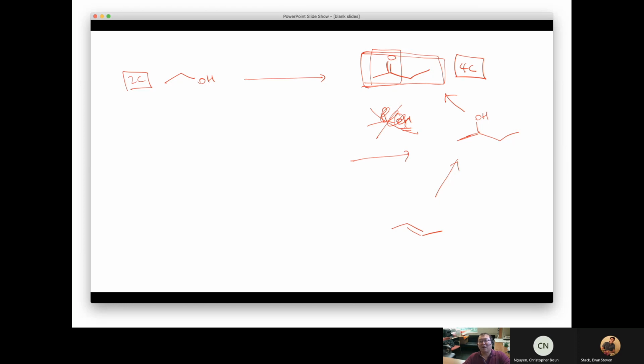Another way is, what if we have an aldehyde here, and then I add this part as a nucleophile, like ethyl magnesium bromide. If I have that, this ethyl group makes an attack, and it's going to make this an alcohol. So that is a possibility. This is already breaking things down in two different ways. So this is an alcohol.